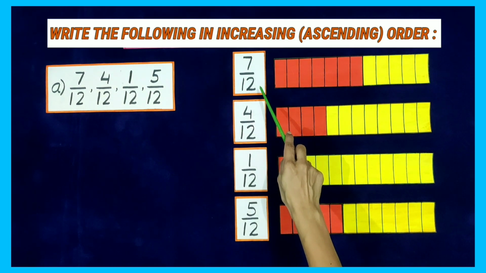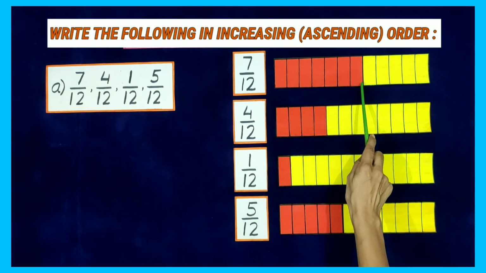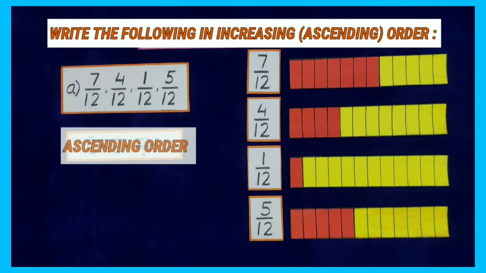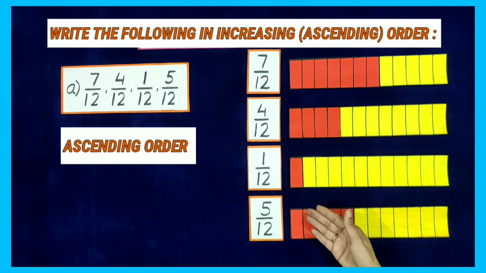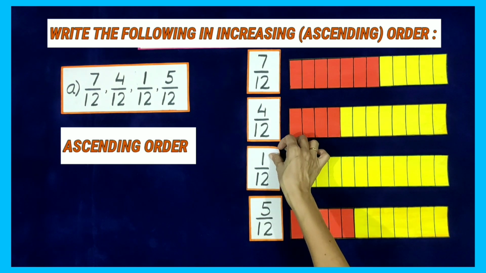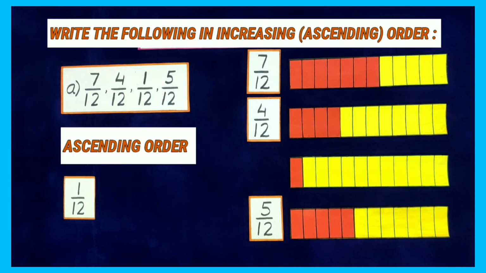For the 7 over 12 fraction, out of 12 equal parts, we have taken 7 special parts and colored them red. And similarly, other fractions are also expressed. To arrange them in ascending order, we'll take into consideration the special parts of these fractions. It is very clear that the smallest fraction is the one with one special part, that is the 1 over 12 fraction. So we'll keep this fraction at first place in ascending order.